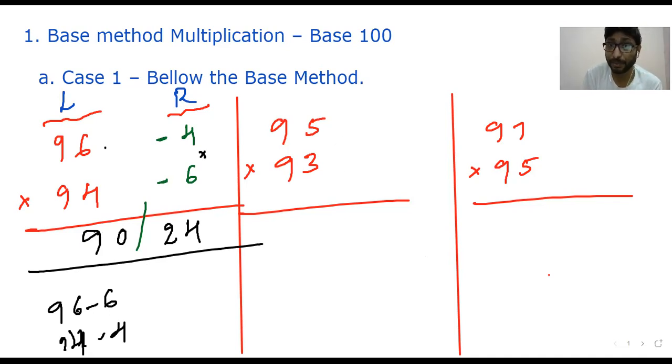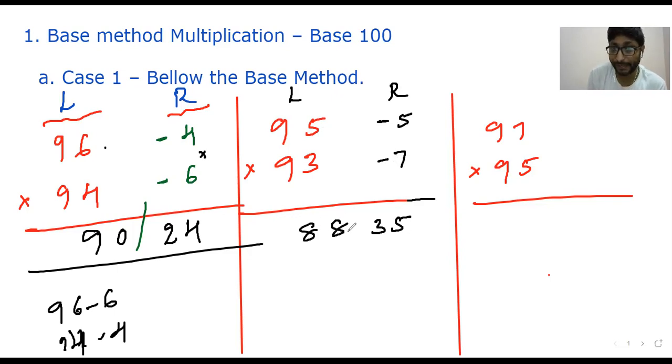Similarly, take the difference between 100 and the given number: 100 minus 5 is 95, 100 minus 7 is 93. Right hand side and left hand side. Step 1: multiply the right hand side part, 5 sevens are 35. Step 2: cross simplification, 95 minus 7, or 93 minus 5, 88 is the answer. Am I right?